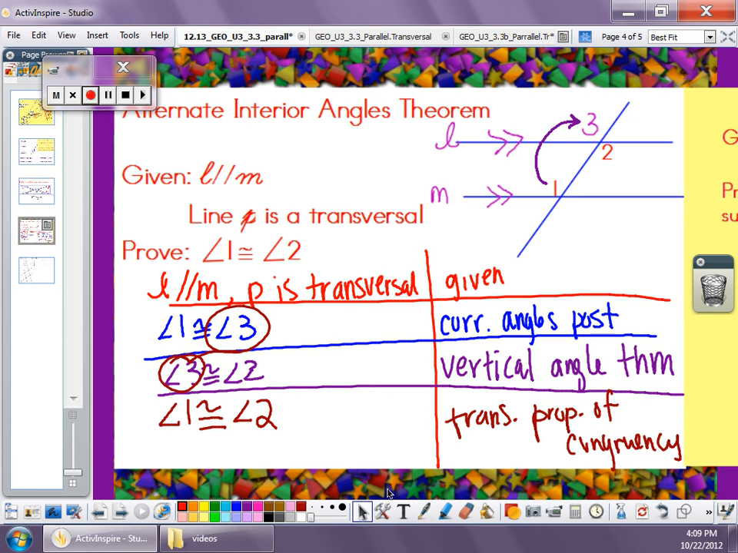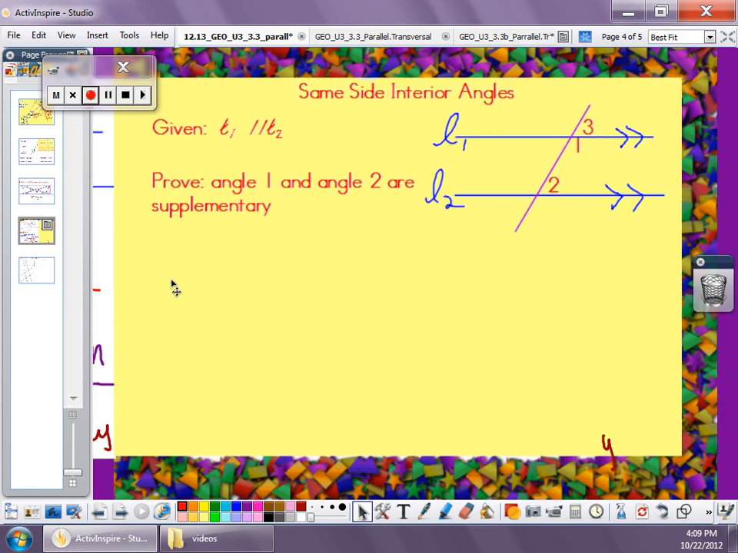So now we've proved the alternate interior angles theorem. Okay, it is the alternate interior angles theorem, but do you see alternate interior angles anywhere in my proof? No. You can't say it's proof by the proof. Okay? And the next one.